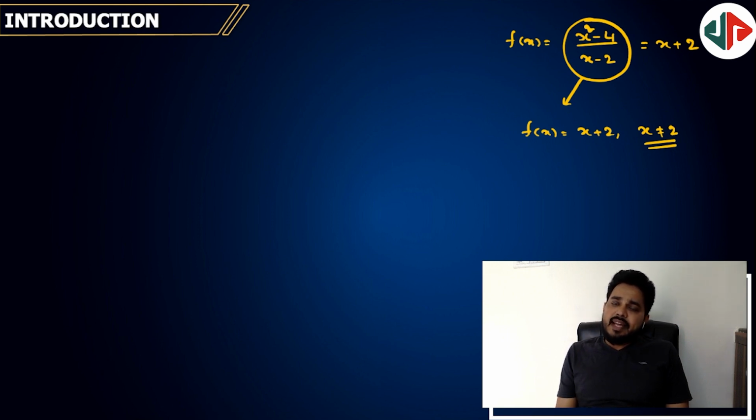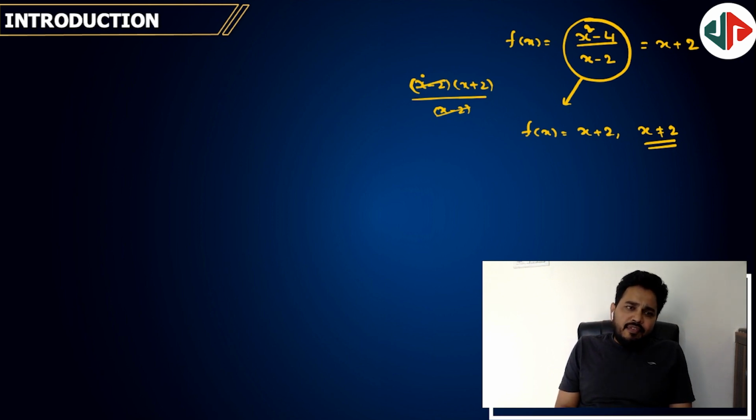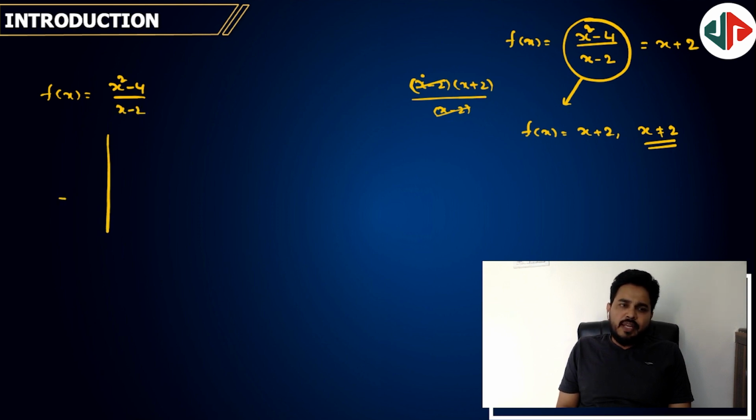Why? Because when you are cancelling the numerator and denominator, that term cannot be equal to 0. Means you will be writing here (x minus 2) into (x plus 2) by (x minus 2). If you are cancelling this, it means x should not be equal to 2. So if anyone talks about f of x is equal to (x square minus 4) by (x minus 2), that means the graph is going to be y is equal to x plus 2.